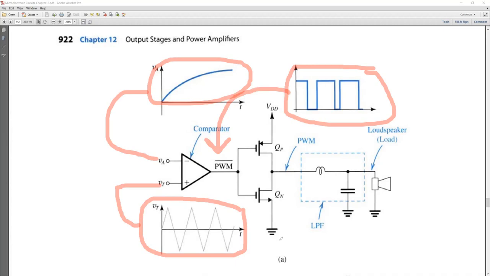And that PWM essentially is just driving a pure push-pull on-off totem pole type of topology. So when QP is off, QN is on, and when QP is on, QN is off. So there is inversion. I mean, this is really an inverter. So we can call this PWM not, and this one PWM. And then you low pass this and you can recover the analog signal that is encoded in the PWM form.